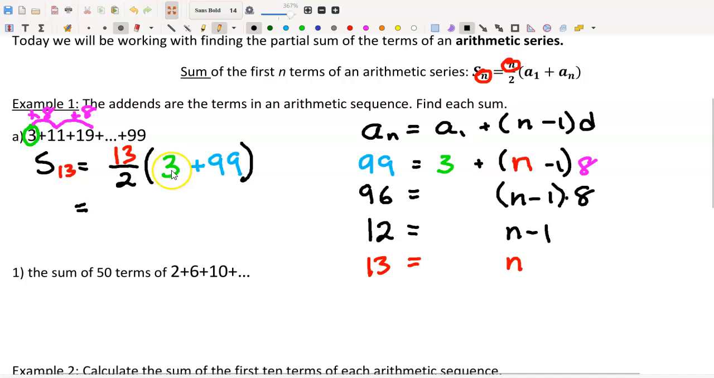So we have, let's see here, 3 plus 99 is 102. 102 divided by 2 is 51, so 13 times 51, which is 500 plus 113, so 663. There we go.